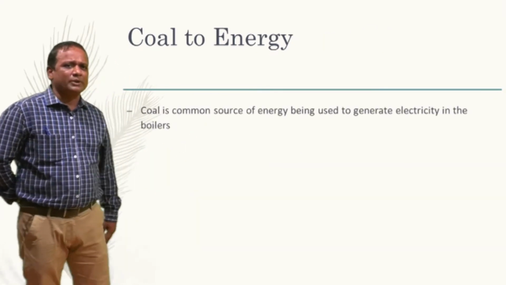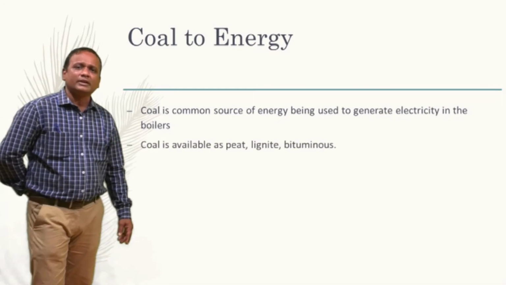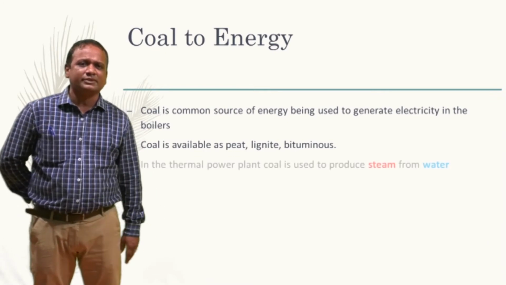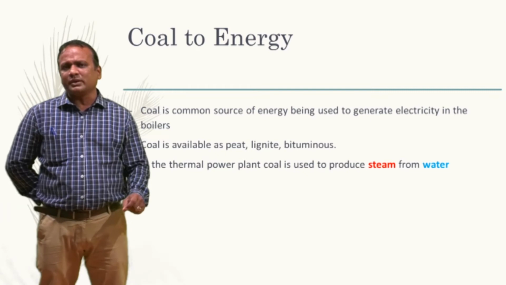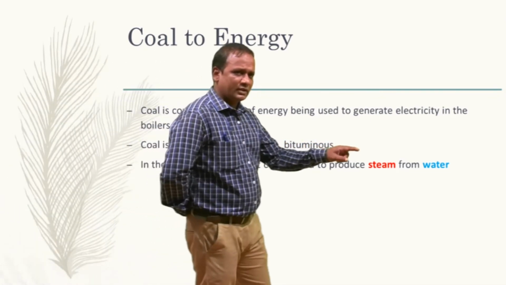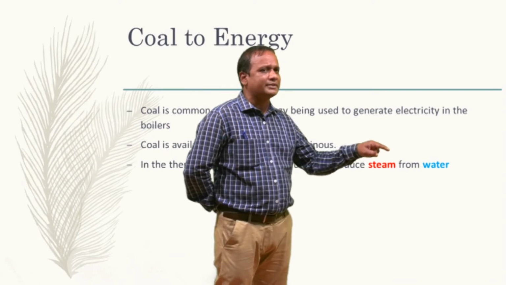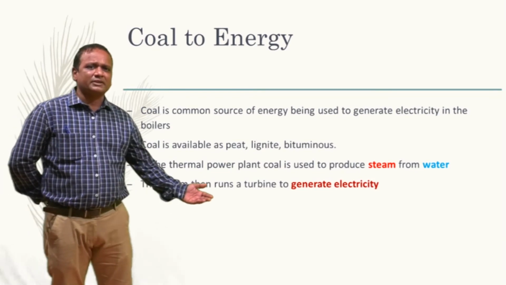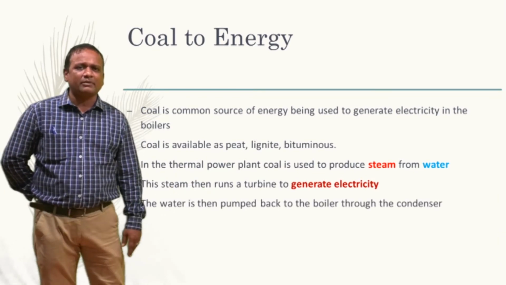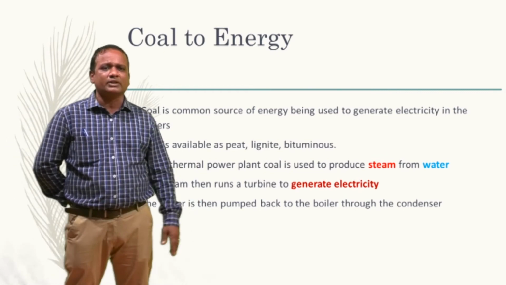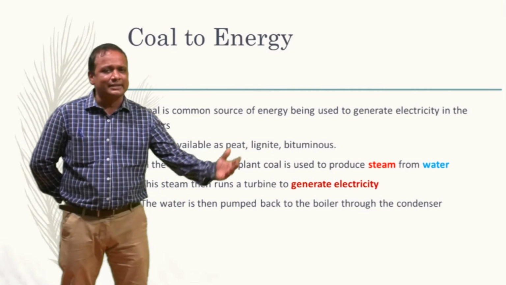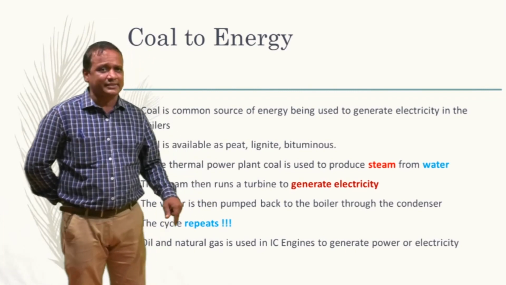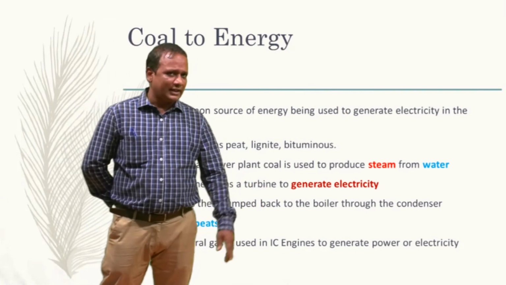So coal is a common source of energy used to generate electricity in the boiler. Coal is available in the form of peat, lignite, and bituminous. In a thermal power plant, coal is used to produce steam from water, and the steam is passed over the turbine blades in order to run them and produce electricity. As I said, the water is then pumped back into the boiler through the condenser. Once the water is condensed, the cycle continues. Further, in another case, oil and natural gases are used in an IC engine to generate power or even electricity.